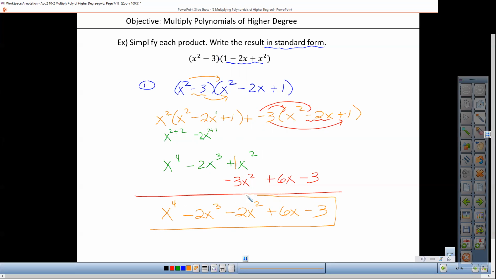And so having started in the beginning doing step 1 by rewriting everything in standard form, my final answer nicely turns out to automatically be in standard form. So I don't have to worry about rewriting it in standard form, because if I start with standard form, I will end with standard form.